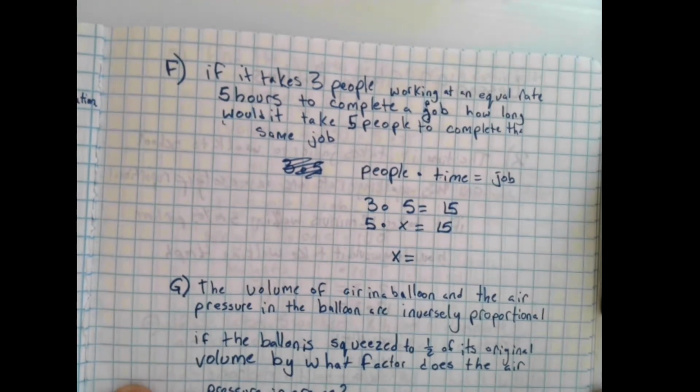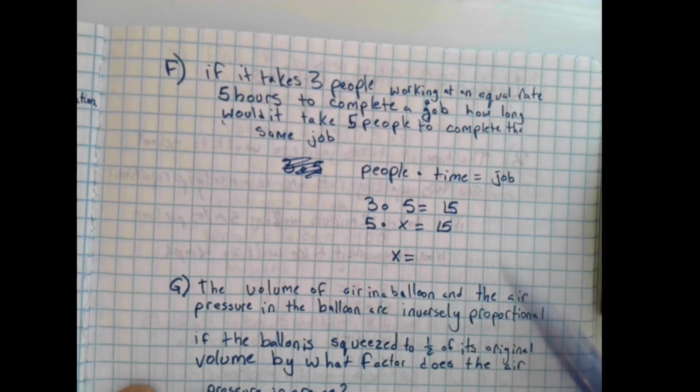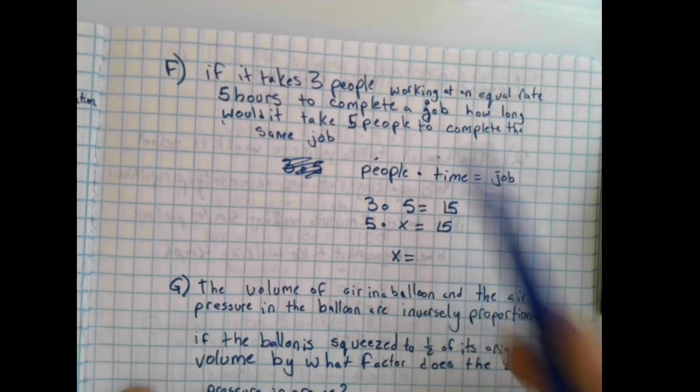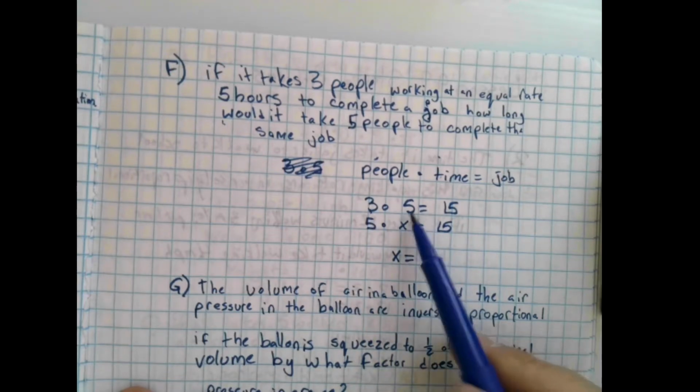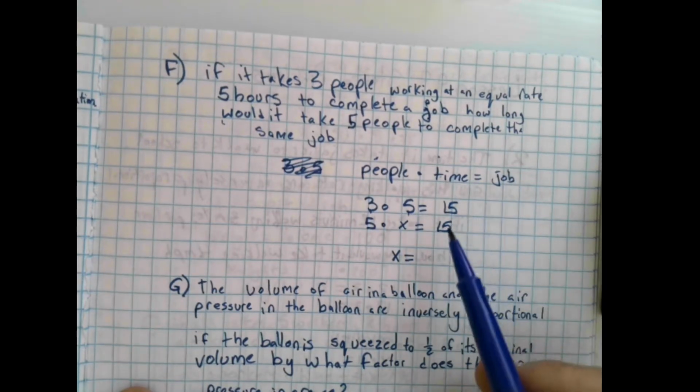F says it takes 3 people working at an equal rate 5 hours to complete a job. How long would it take 5 people to complete the same job? Well, our two variables are people and time, and then we have a constant. So we're going to multiply our people, 3 times 5, and then that'll give us 15.